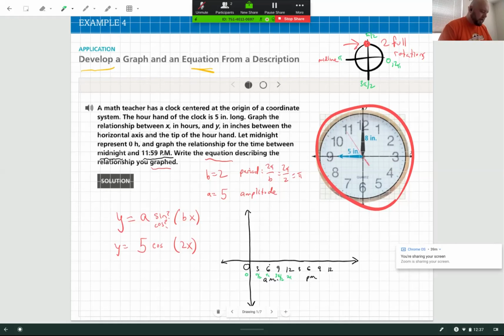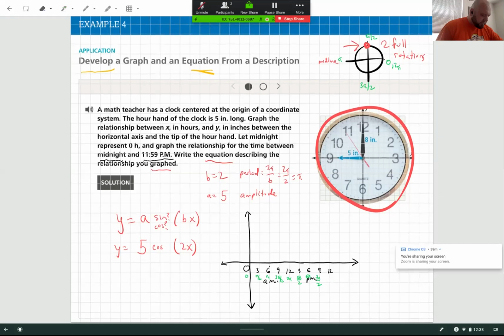Then if I keep going around my circle, then this will be 5 pi over 2. This will be 6 pi. This will be 7 pi over 2. And this will be 8 pi. Ooh, 4 pi. Actually, I think I messed that up. I definitely messed that up. I'm going to erase all that green stuff.